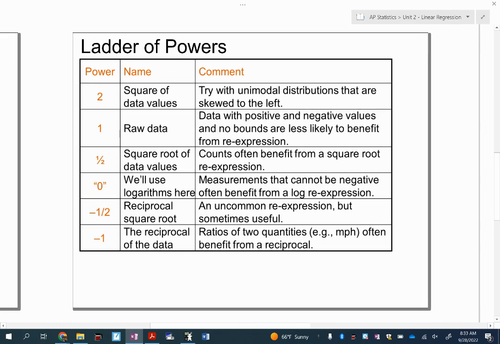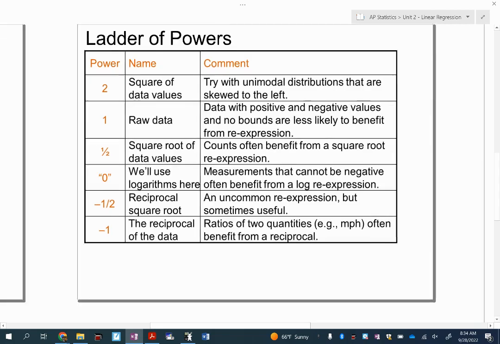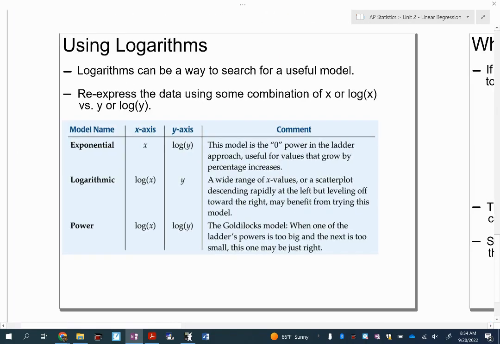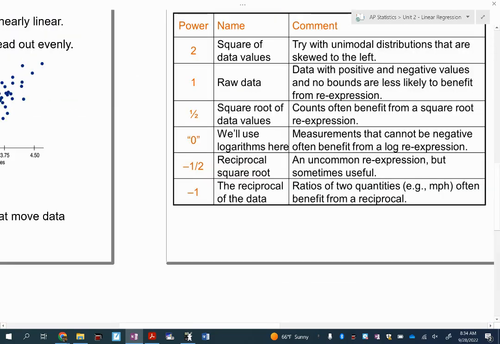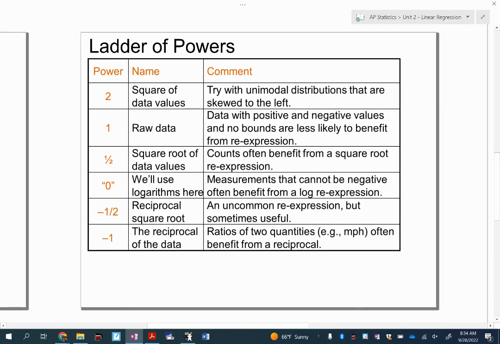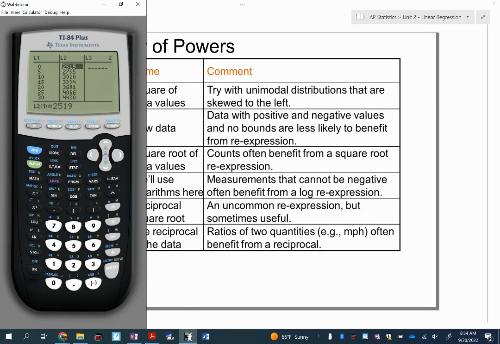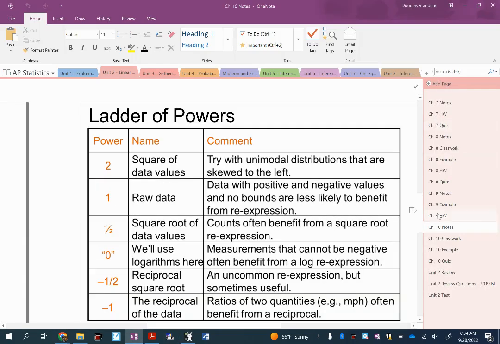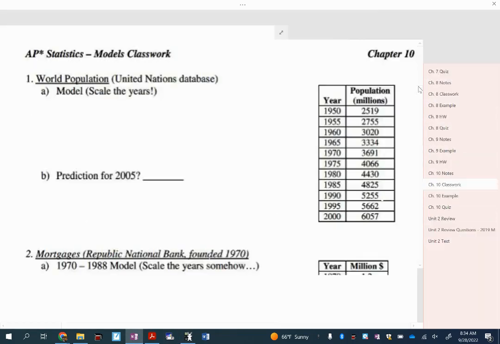And literally, guys, what I do is I go from the raw data, which is the power of 1, I go up to square to see if that helps. Then I go down to the square root. Then I try the logs, which I'll refer to on this slide about using logarithms. If that doesn't work, the reciprocal square root, and then essentially the reciprocal of the data. So it's really just following the step-by-step process until I find the one that I think is going to work the best. So I went ahead and typed in the data for this first one.